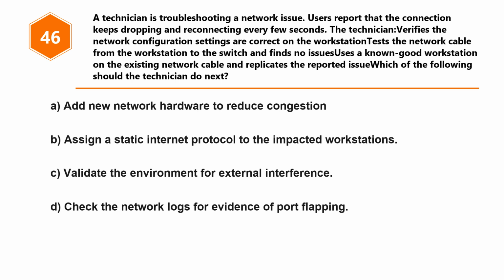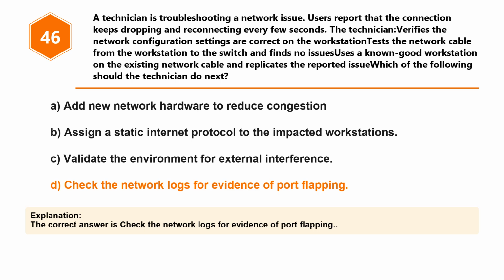Option A, add new network hardware to reduce congestion. Option B, assign a static internet protocol to the impacted workstations. Option C, validate the environment for external interference. Option D, check the network logs for evidence of port flapping. The correct answer is option D, check the network logs for evidence of port flapping.